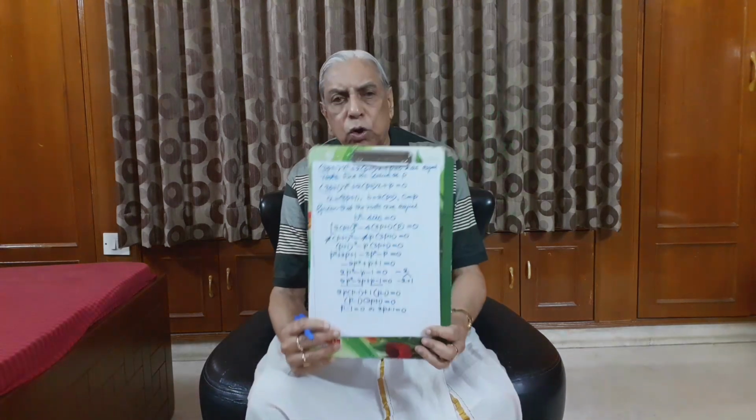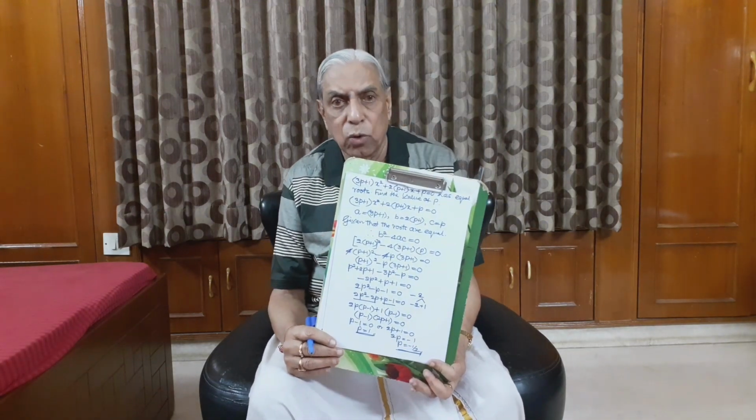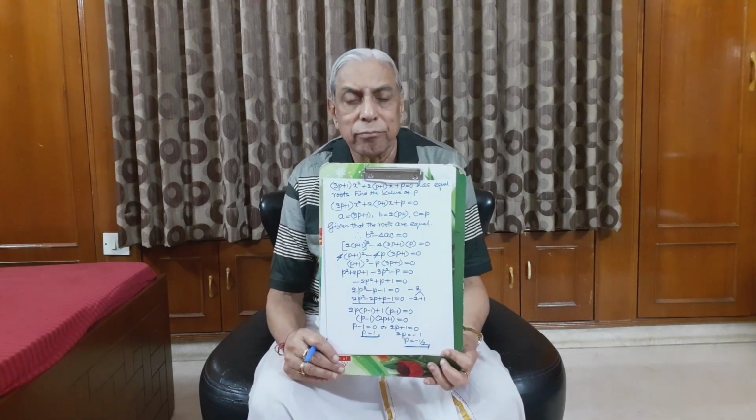Now I am getting two values for p here. So what do you mean by p minus 1 equals 0? P equals 1. That is the first value of p. Again 2p plus 1 equals 0. That means 2p equals minus 1. It means p equals minus half. Therefore, they are not the two roots, they are actually the values of p. What are the two values of p? 1 and minus half are the two values of p here. I hope you understood.